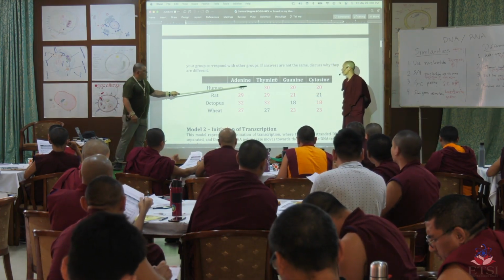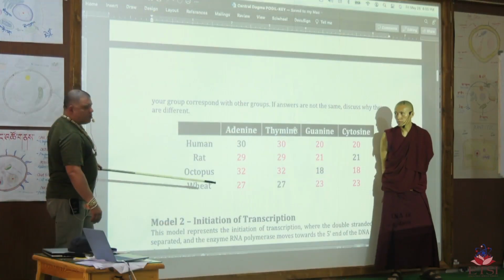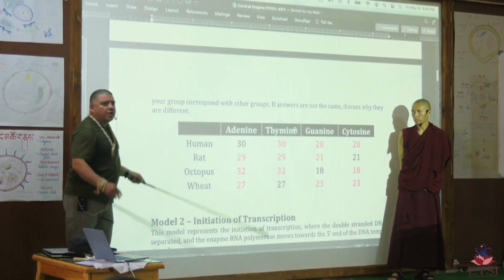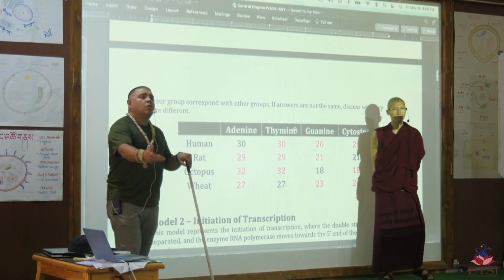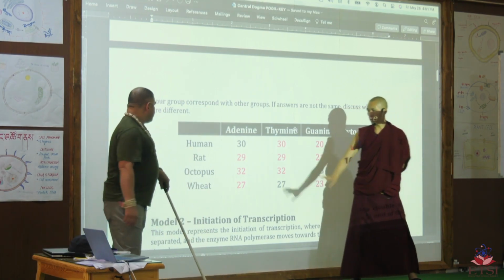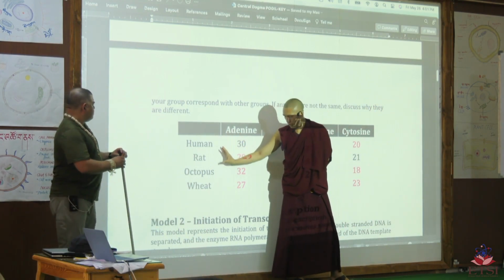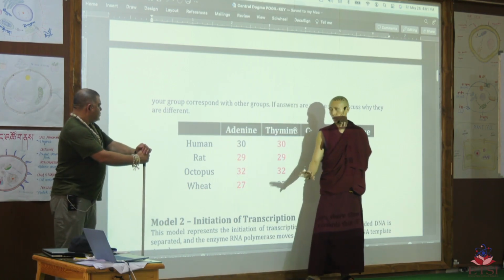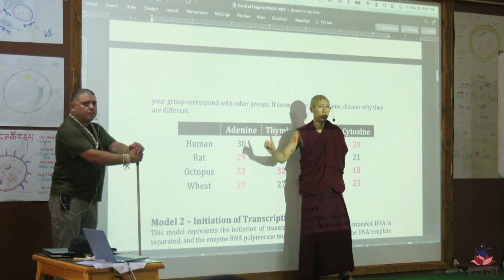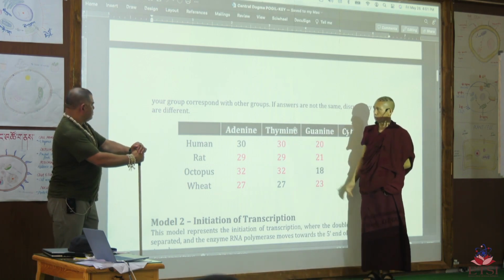So if you have for any given organism any one of the 4 numbers, you can very easily calculate the other 3.